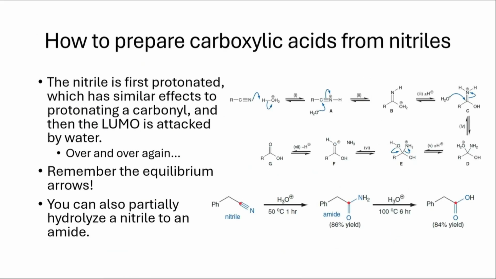Now, going more on how we can prepare carboxylic acids, we can prepare them from nitriles, which is basically a cyanide group that's bonded to another group R. So the nitrile is first protonated, which has similar effects to a protonated carbonyl, and then we have our LUMO here. So our LUMO will just keep getting attacked over and over again by water, and we will get ammonia as a product, and in the end we get a carboxylic acid. Now, keep in mind we also have the equilibrium arrows. And in addition, if possible, you can also partially hydrolyze a nitrile to form an amide.